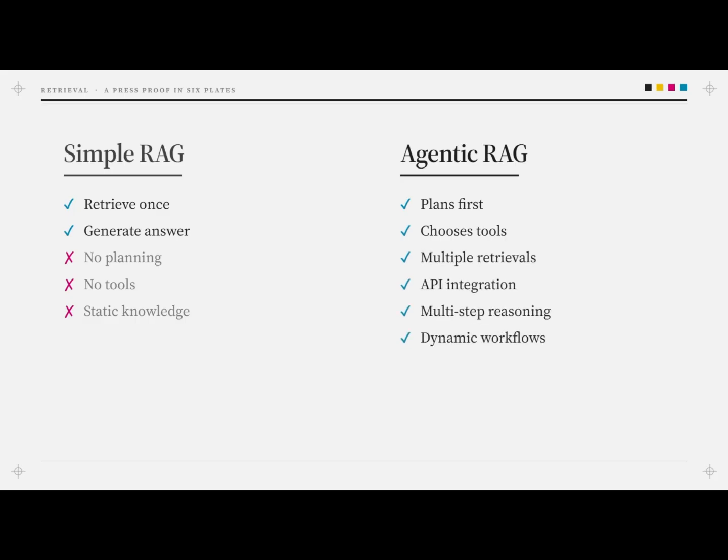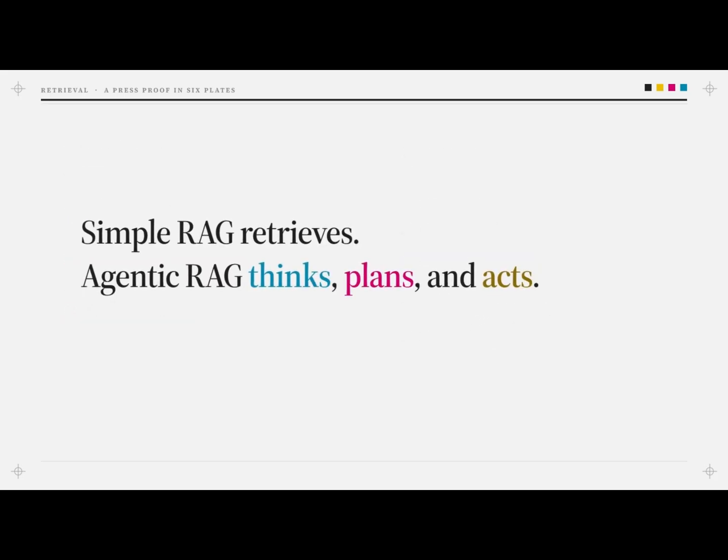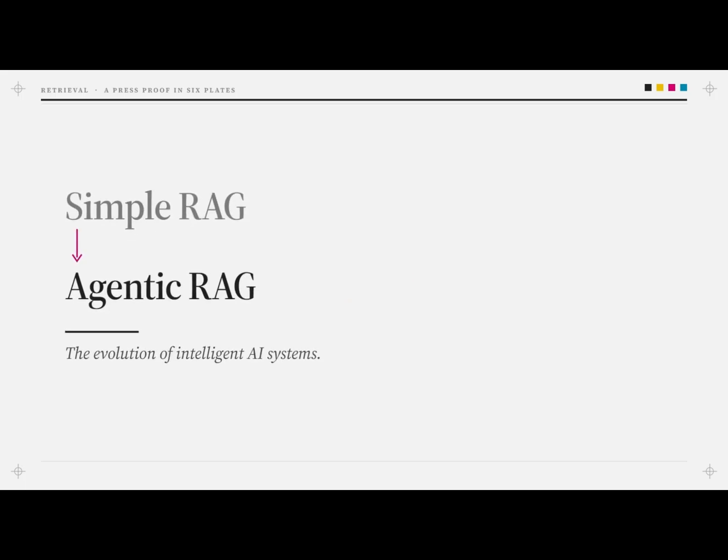So the difference is simple. Simple RAG retrieves once and answers. Agentic RAG plans, chooses tools, reasons across multiple sources, and then answers.